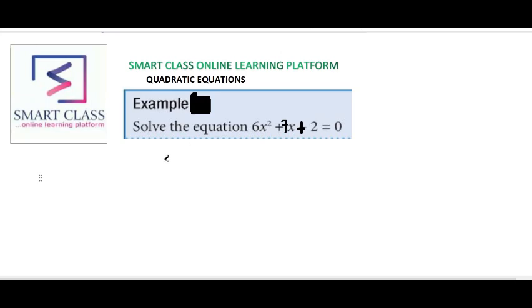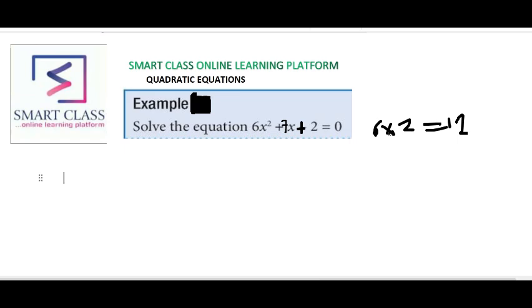We are going to be solving quadratic equations. The equation is 6x squared plus 7x plus 2 equals 0. So we multiply the coefficient of x squared, 6, by the last term, 2. That is 6 times 2, which gives us 12. Now we'll look at the factors of 12 that add together to give us the middle term, which is 7.